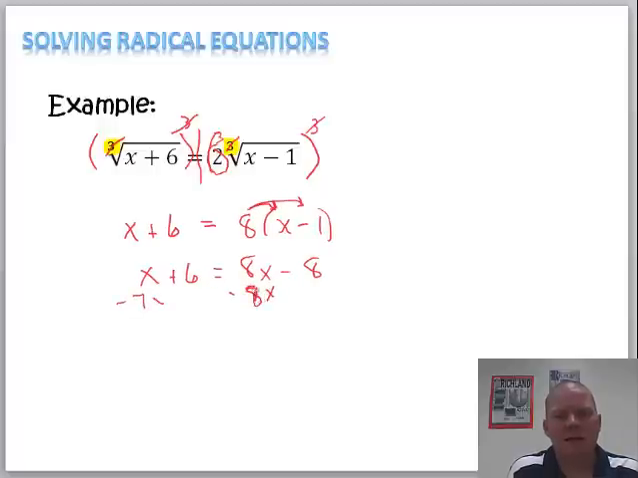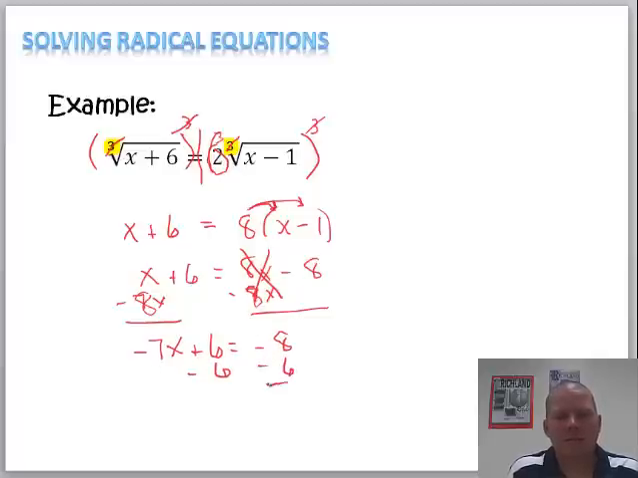Oops, minus 8x, not minus 7x. Minus 8x. Those cancel. On the left, I get x minus 8x is negative 7x, plus 6 equals my negative 8. And then I'll subtract 6 from both sides. And that gives me negative 7x equals negative 14. And then the last step is to divide both sides by negative 7.